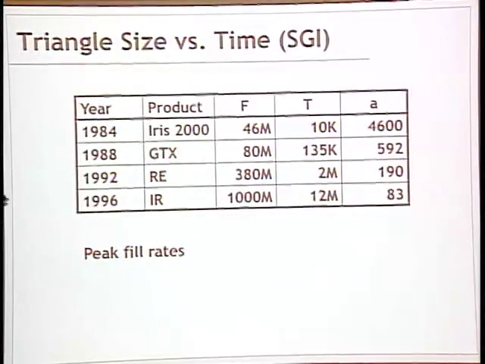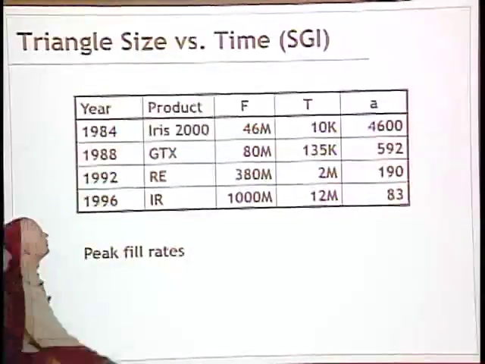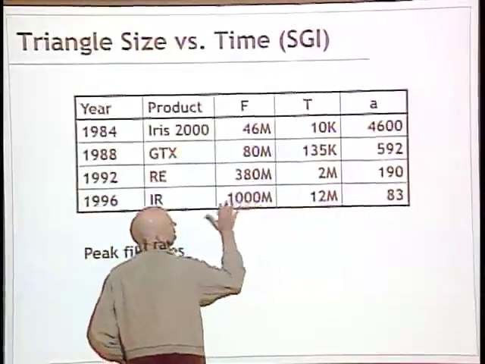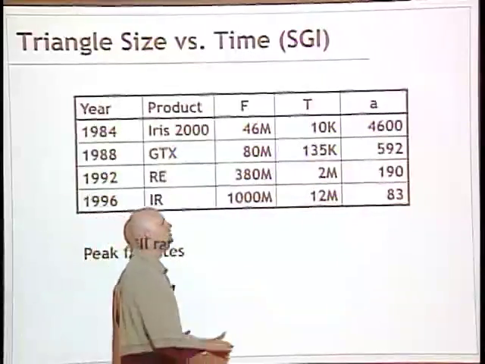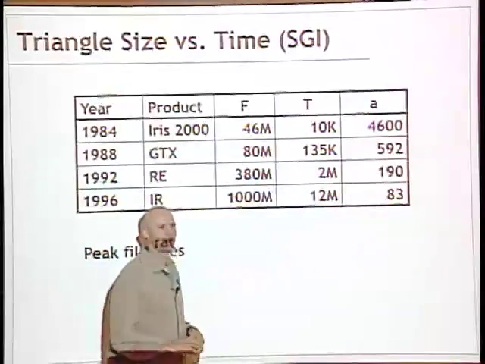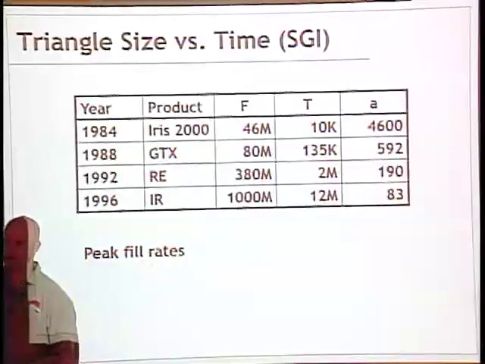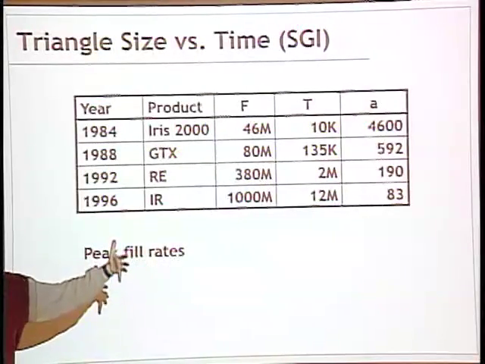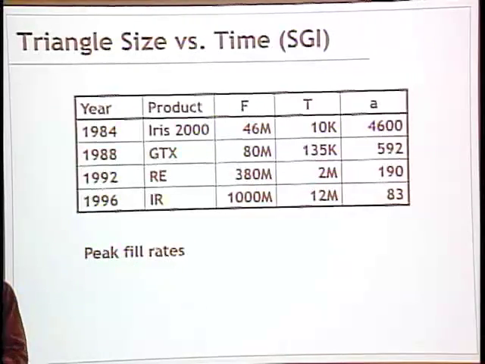Okay? These are SGI machines. How many triangles could it do per second versus how many fragments could it render per second? Okay? How big is the average triangle? So first, you could only do really, really big triangles and keep your machine busy. As time went on, the size of a triangle that would keep the machine balanced between fragment work and geometry work got smaller. Okay? And you know that because in your games, over time, triangles have got smaller.